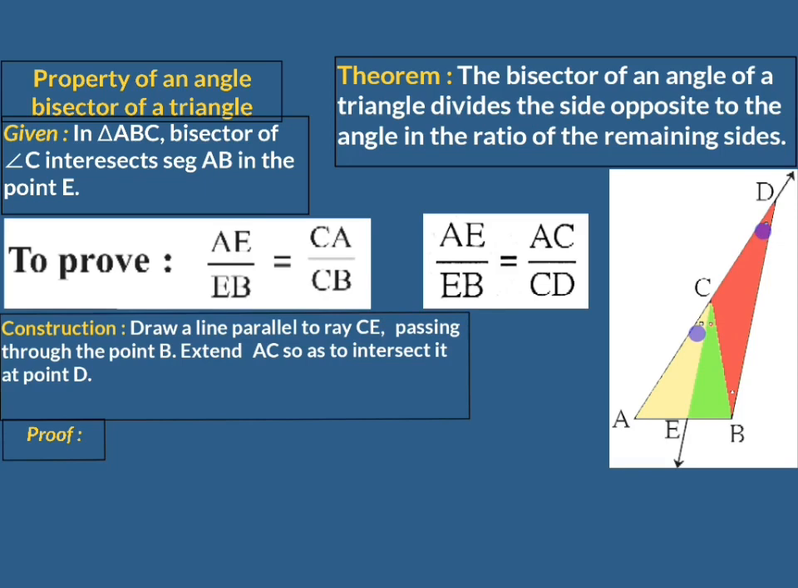Yes. These two angles are congruent since ray CE is parallel to DB, which is our construction, and AD is a transversal. Therefore, these two angles form corresponding angles, and if lines are parallel, then corresponding angles are congruent. Therefore, angle ACE is congruent to angle CDB. That is our statement number 1.